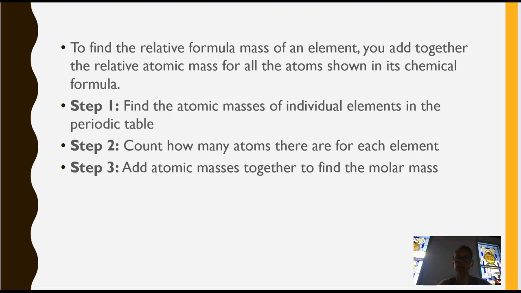So to find the relative formula mass of a compound, you have to add together all the atomic masses. So if I've got calcium chloride, I would find the atomic mass of calcium and the atomic mass of the 2 chlorine atoms that are there. Add them all together, and that will give us our formula mass for that compound.